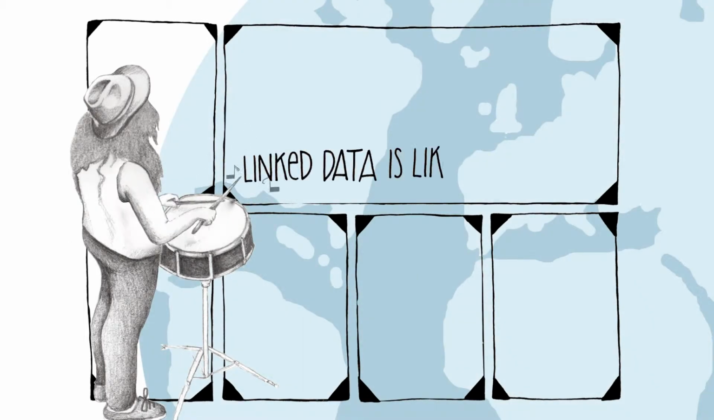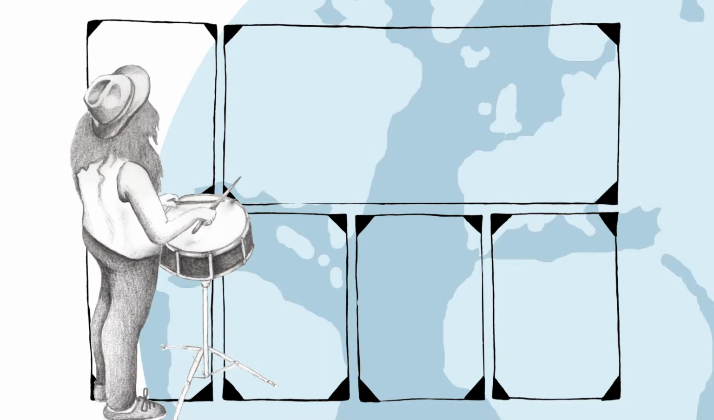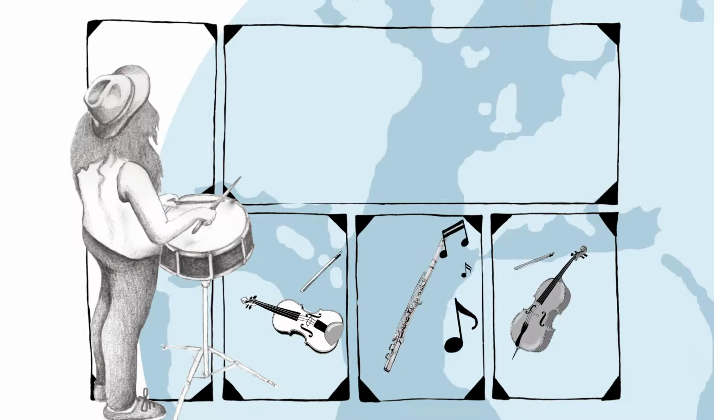Linked data is like a symphony. If we only hear one instrument playing, we don't know its relation to the whole piece of music. Only when it is played with other instruments can we understand its meaning. The right instruments have to play together.